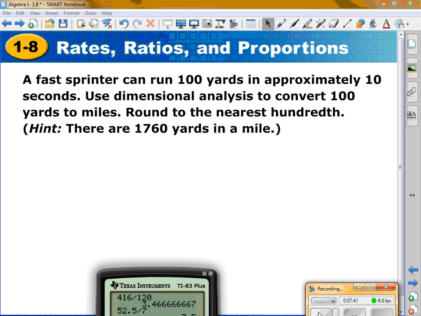A fast sprinter can run 100 yards in approximately 10 seconds. You watch the Olympics, the 100-yard dash. What is it? Usain Bolt runs the 100. Usain Bolt runs it in under 10 seconds. He runs the 100 meters. Or the 100 yards, sorry. We're going to convert yards to miles. Because for us to really understand how far that is, in America, we use feet and miles. The rest of the world uses meters and yards.